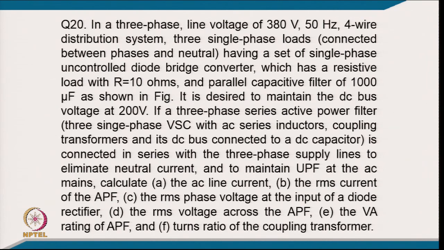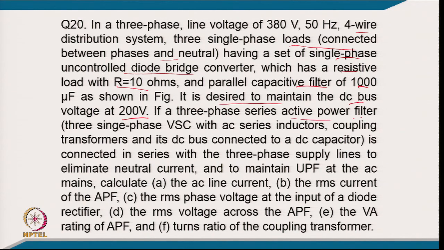So, coming to solved example 20: in a 3-phase line voltage of 380 volt 50 hertz 4-wire distribution system, 3 single phase loads are connected between phase and neutral, having a set of single phase uncontrolled diode bridge converters which have a resistive load R equal to 10 ohm and a parallel capacitive filter of 1000 microfarad. It is desired to maintain a DC bus voltage of 200 volt.